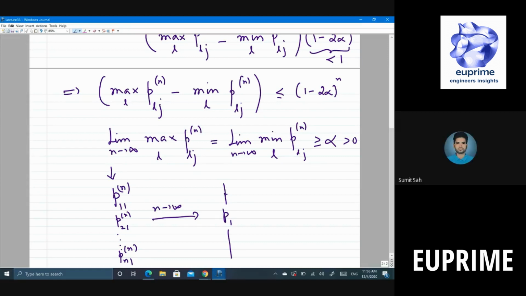Yes, sir. So this P1 will be max or min, both, no, sir? Yeah, both. It will be some number, definitely greater than 0. That's what it says.